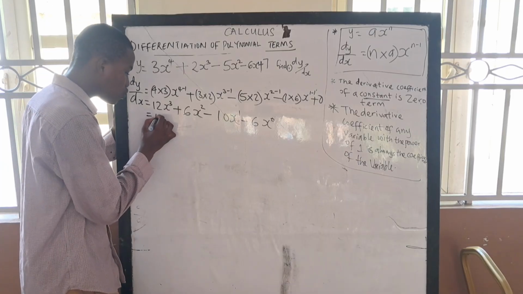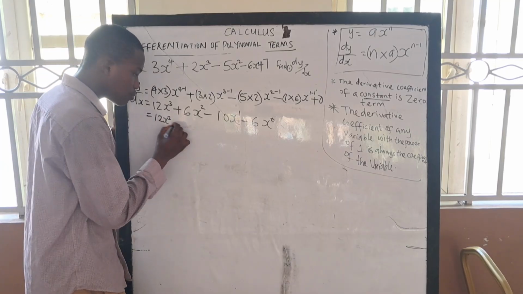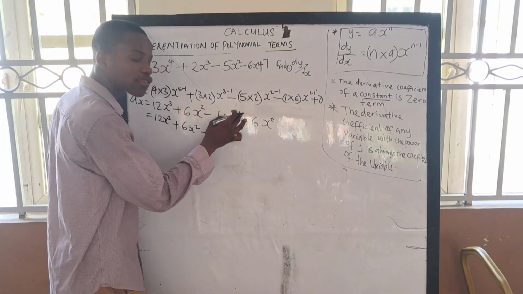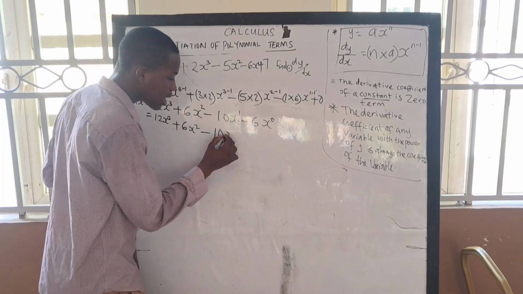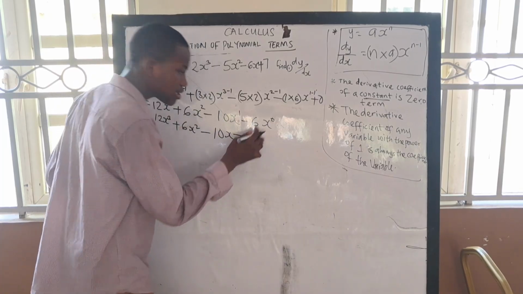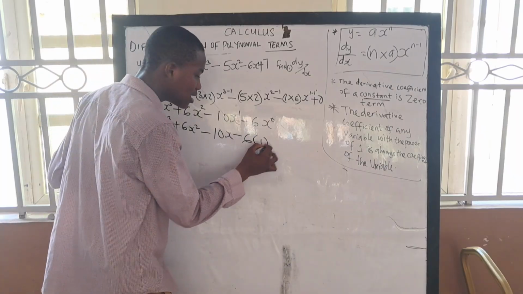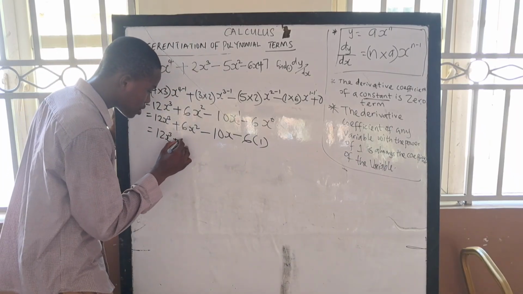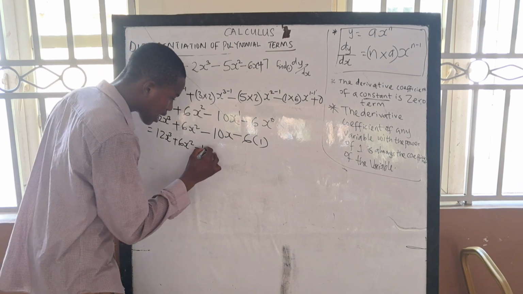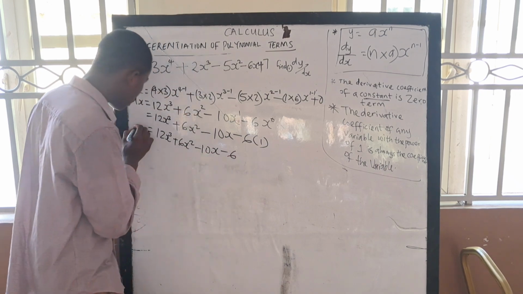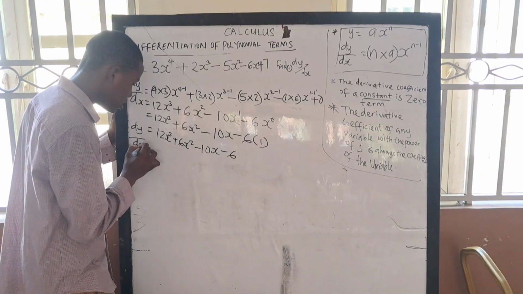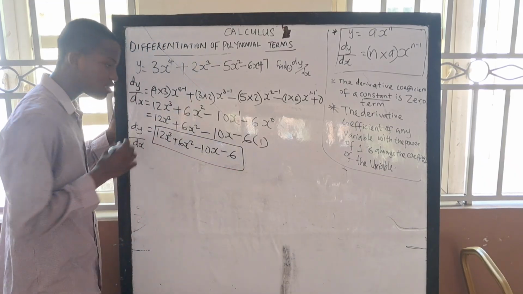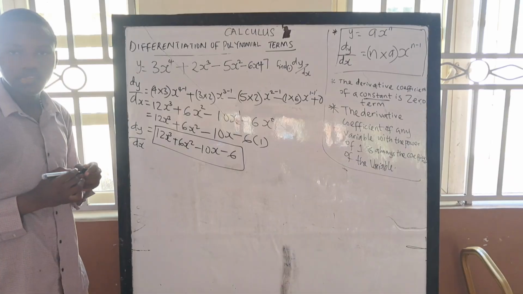So I'm having 12x cubed plus 6x squared minus 10 x raised to power 1 is what? X. Minus 6. X raised to power 0 is what? 1. Right? So I'm having 12x cubed plus 6x squared minus 10x minus 6. So this is my dy/dx. Right? So this is my final answer.